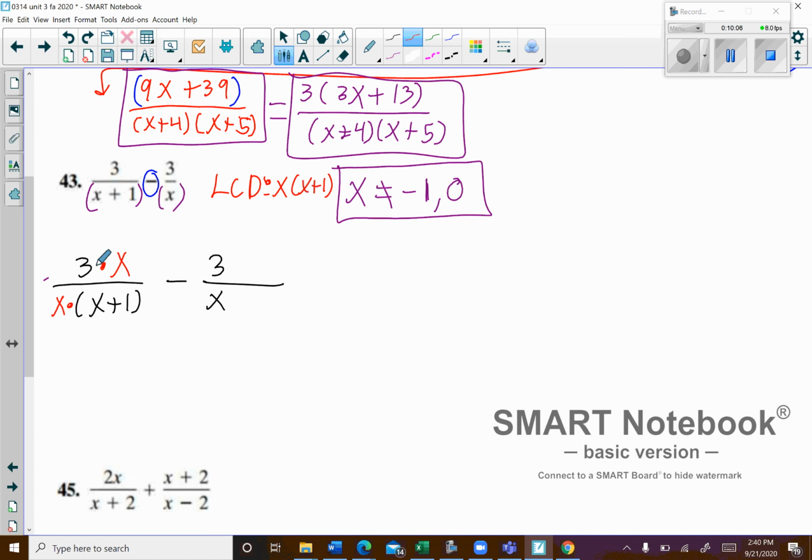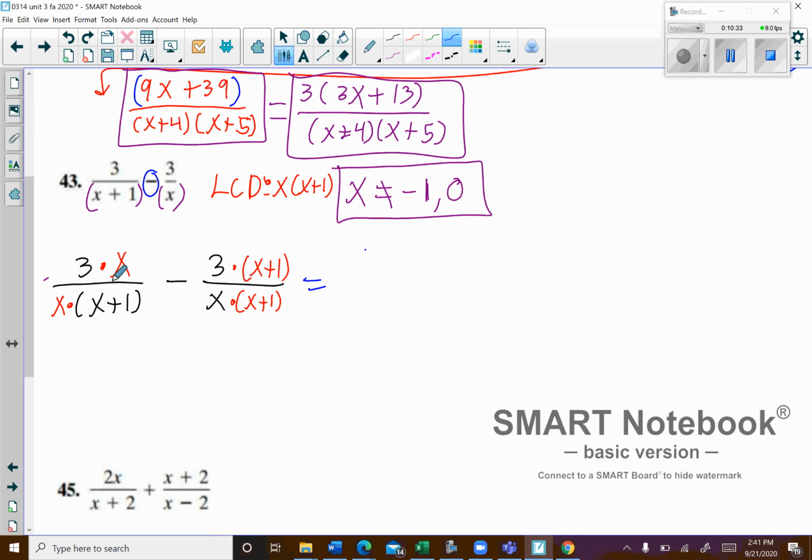Okay. And then when I look at my second fraction, I'm missing the x plus 1. So I'll go ahead and multiply the top and bottom by x plus 1, right? Okay. And so now we're ready to bring this together as a single fraction. We could write it as 3x minus 3 times x plus 1, which is fine, but I like to go ahead and do the multiplication now.